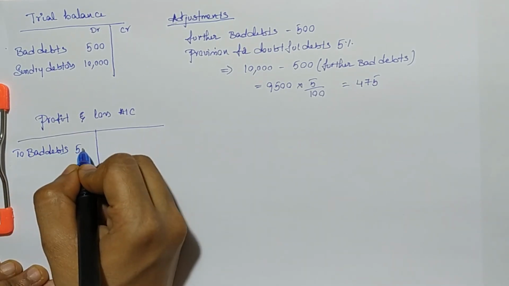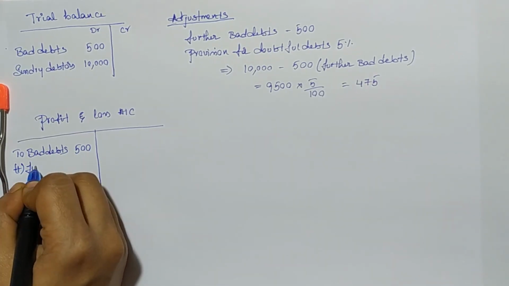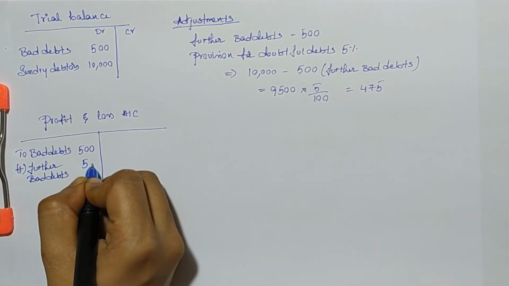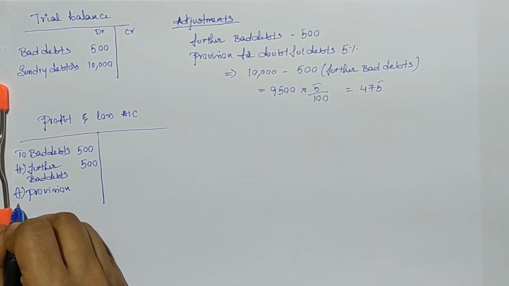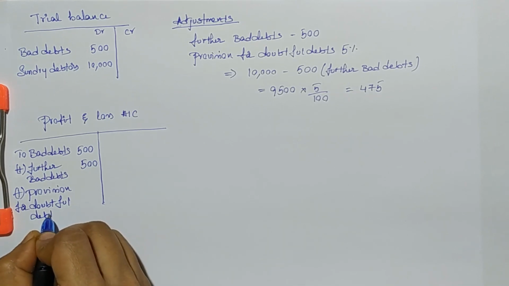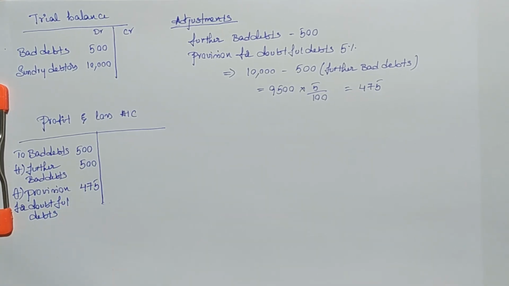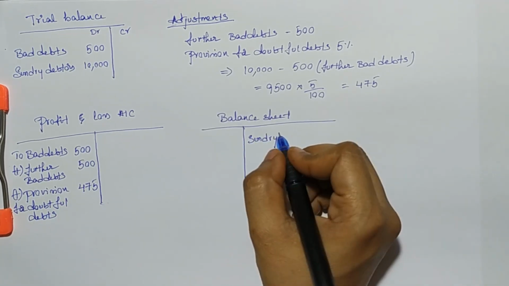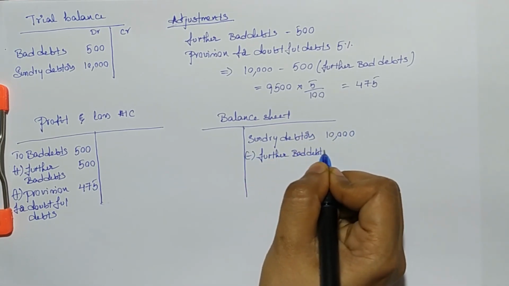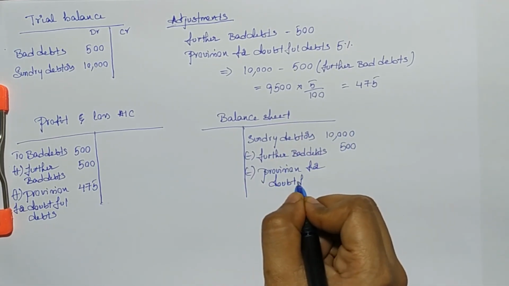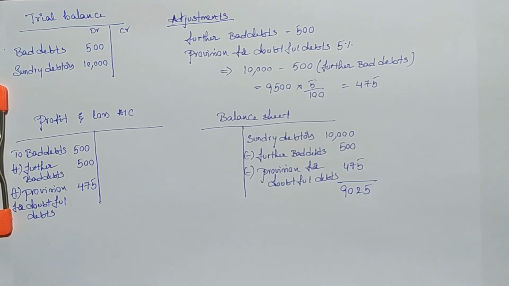In the profit and loss account, we will mention the bad debts amount which is there in the trial balance, that is 500. And to this amount, we will add the further bad debts amount and also the provision for doubtful debts amount. In the balance sheet, we will deduct this further bad debts amount and provision for doubtful debts amount from the sundry debtors amount.